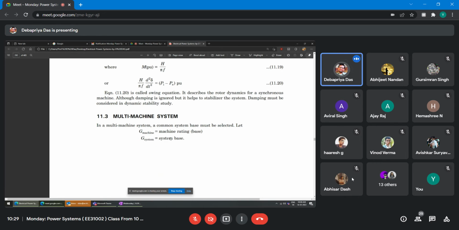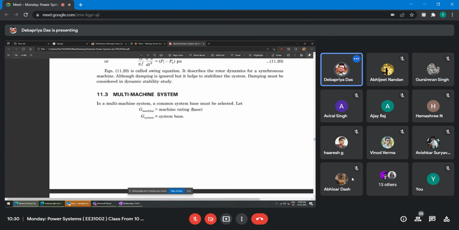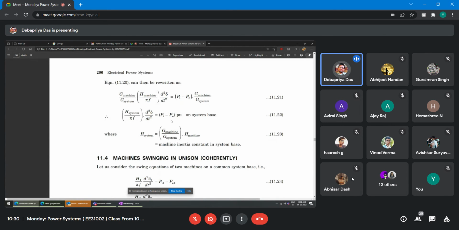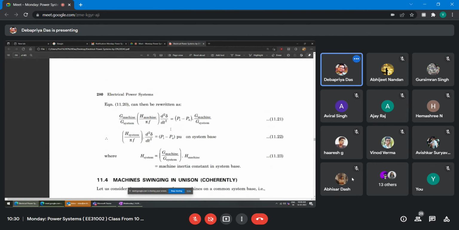Now suppose in a multi-machine system, we will not study anything, just the per unit system, common base, those things. In a multi-machine system, a common base you can choose, that is G machine is equal to the machine rating base, and G system is equal to the system base. G machine is the base of the machine rating, and G system is the overall system base, right? Now suppose this equation is H by pi f d square delta upon dt square is equal to Pi minus P, right? Therefore it is G machine upon G system.